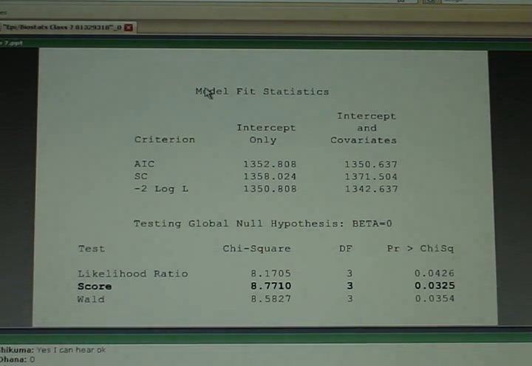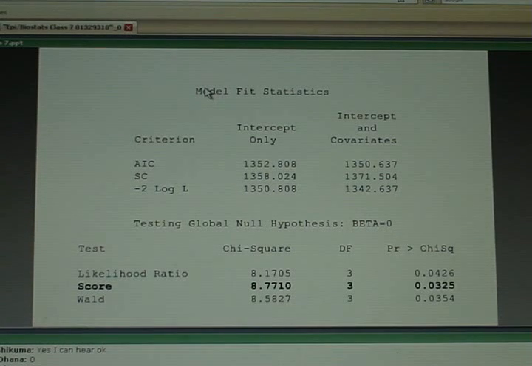Last week, when we looked at the corresponding 4x2 table and just looked at the chi-squared test for that 4x2, we saw a value of 8.77, not the 8.1 we have from the likelihood ratio test, but very similar. And likewise, there's a Wald test. All these are testing the same null hypothesis. This is the global null hypothesis.